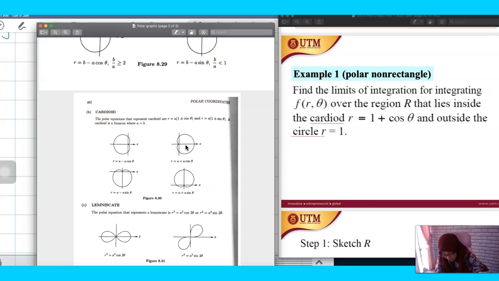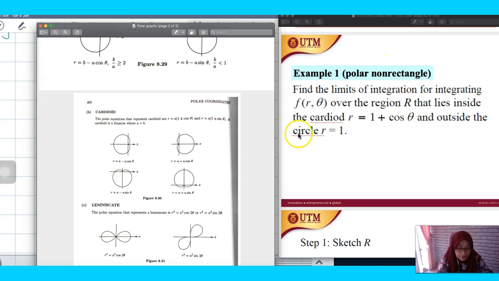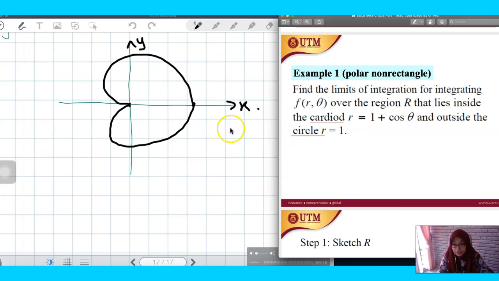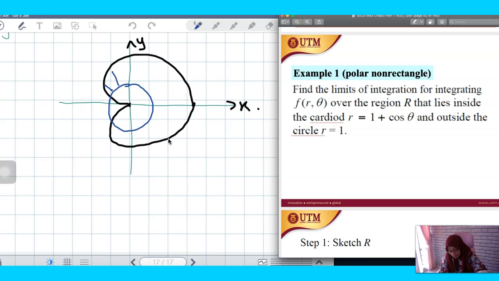Okay, this is on the xy plane, and then the region lies inside the cardioid, inside this cardioid, and outside the circle with radius 1. So circle with radius 1. Maybe have this. Okay. Outside the circle, inside the cardioid. So it looks like your r is that one.